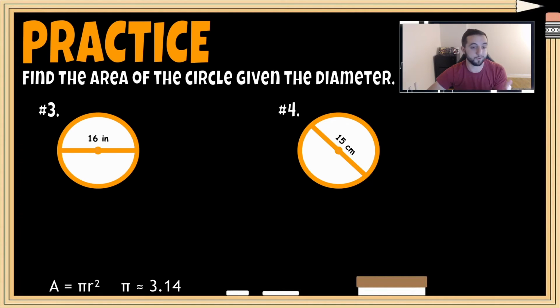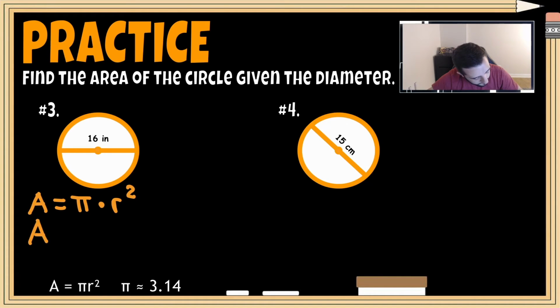So I'm assuming that you have paused the video, right? You worked out 3 and 4, and now you're ready to go over it. So let's get started, okay? Number 3, again, let's start with jotting down our area formula. So we have area equals pi times the radius squared. We're given the diameter, which is 16 inches. So if we cut it in half, that's going to be our radius, which is 8. So we're going to plug our values in.